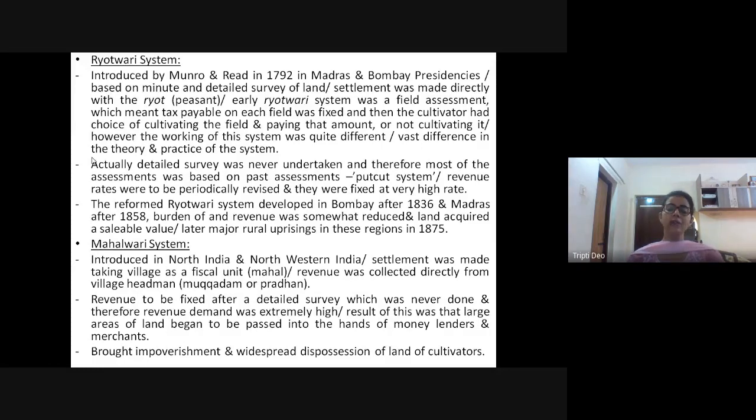The land now was not with the cultivator, but with the moneylender, with the zamindar, with the new zamindars, with other intermediaries. So these became the landholders, landowners. And the peasant had lost his land. And this was a tragedy that happened to Indian peasants during the colonial period.